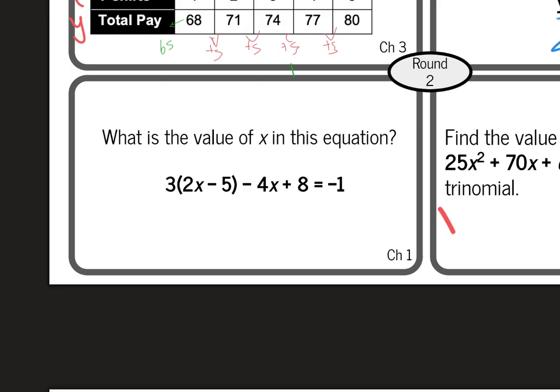What's the value of x in this equation? I'm just going to solve for x. I'm going to distribute this 3 to get 6x minus 15 minus 4x plus 8. On the left side, there are some like terms. I'm going to add 7 and divide by 2.